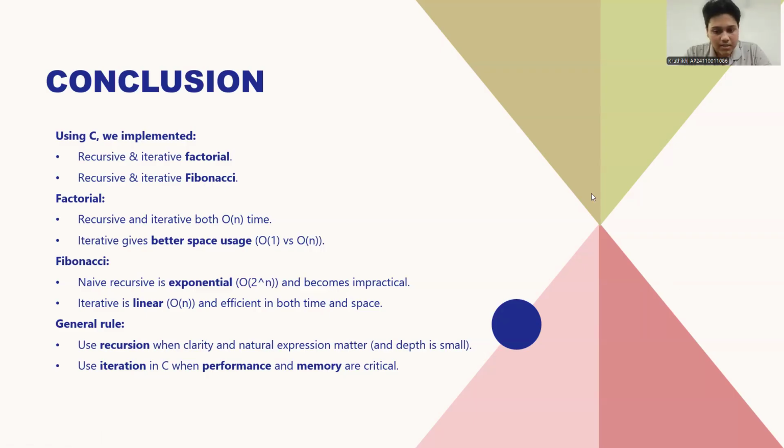From these observations, we derived a simple rule. Recursion is useful when clarity and natural flow matter. But when performance and memory are important, especially in C, iteration is the most efficient and reliable option.